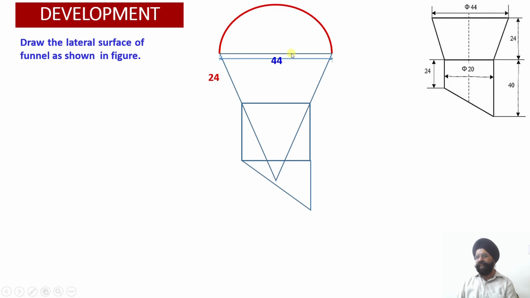So since the diameter happens to be 44 millimeter, the radius of this semicircle we have taken to be 22 millimeter. And having drawn this particular radius of 22 millimeter, now we have divided this semicircle into 6 equal parts. You see, usually what we are doing, we are drawing the complete circle, and after drawing the complete circle, we are getting the circle divided into 12 equal parts.